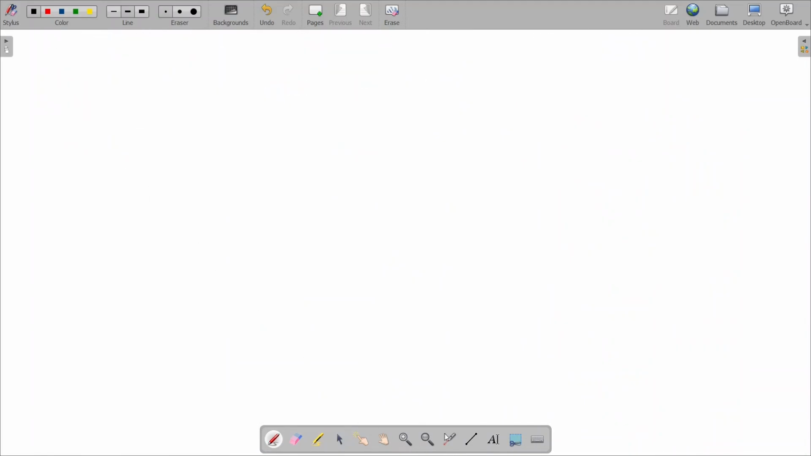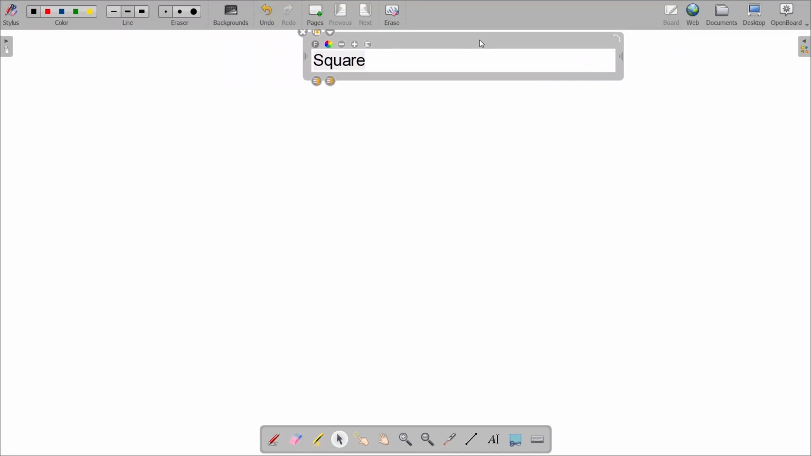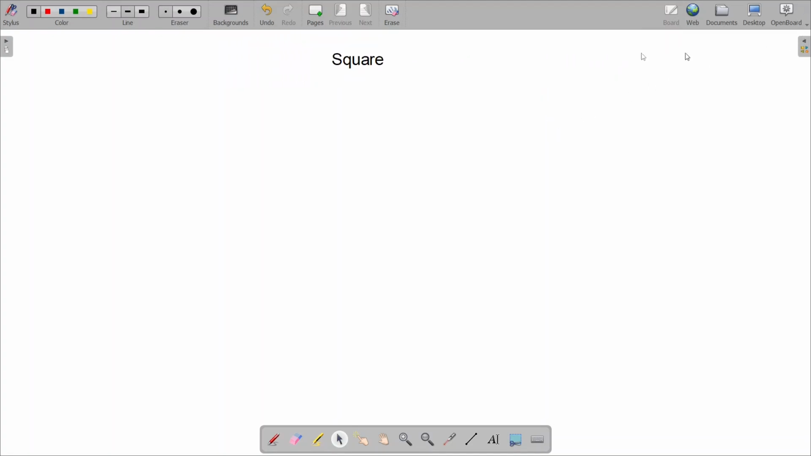So you should know the properties of a square. You should know the first properties of a square. If you know the properties of a square, it will be easy for you, and you can solve many questions based on the properties of a square.